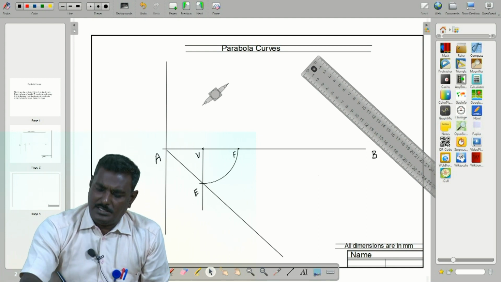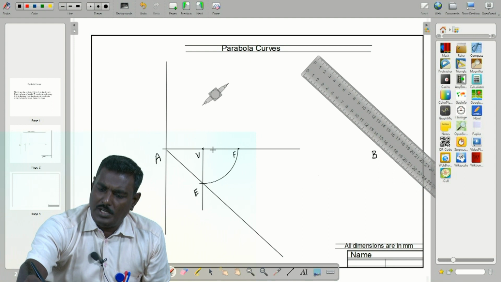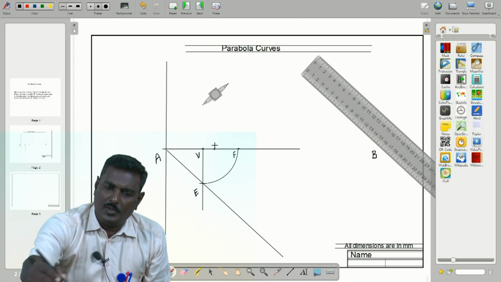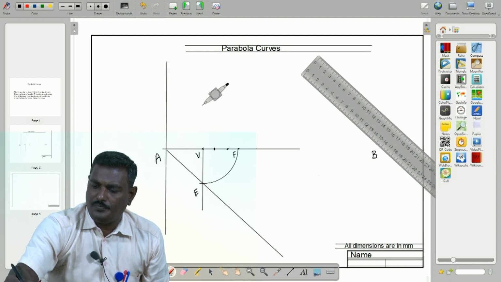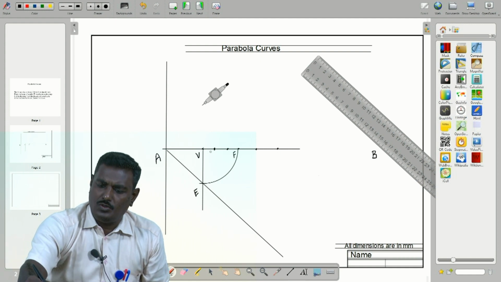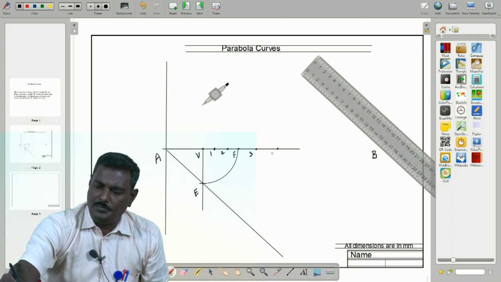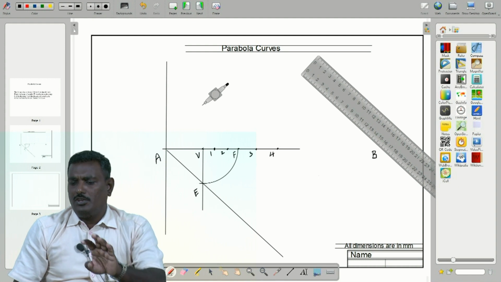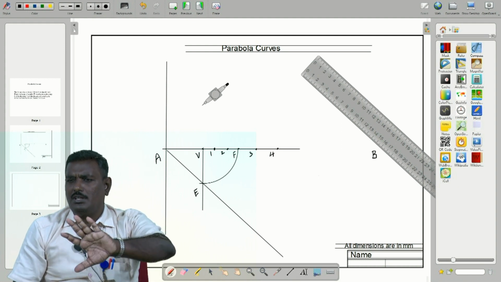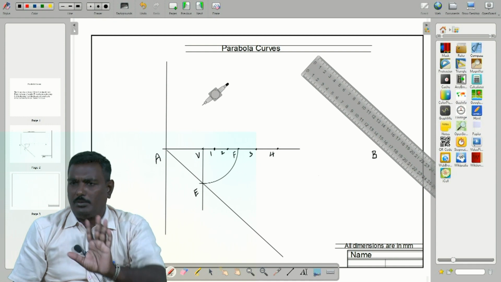So here I consider 1, I just changed the thickness here, 1, 2, 3 and 4. This is enough. So 1, 2, 3 and 4 points. I took only 4 points. It's enough to smoothly construct the parabola curve.